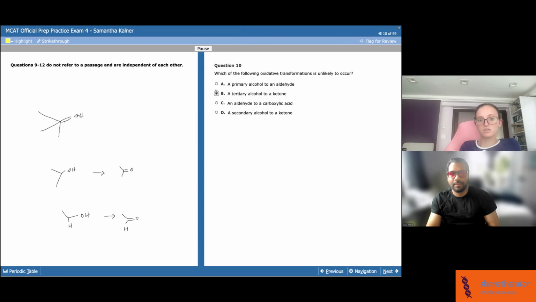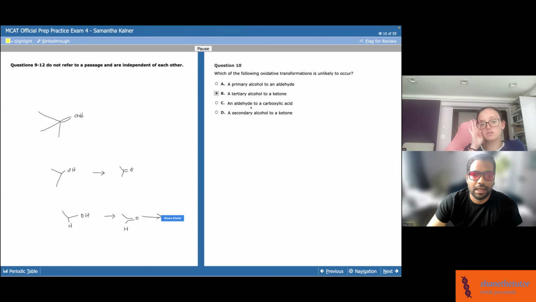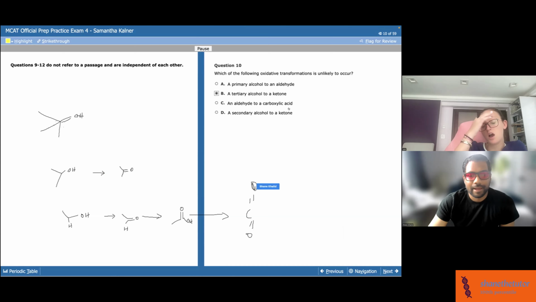Okay. And what about this one, aldehyde to carboxylic acid? This is just like the chain of reactions. So the aldehyde can turn into COOH, which can ultimately turn into CO2.